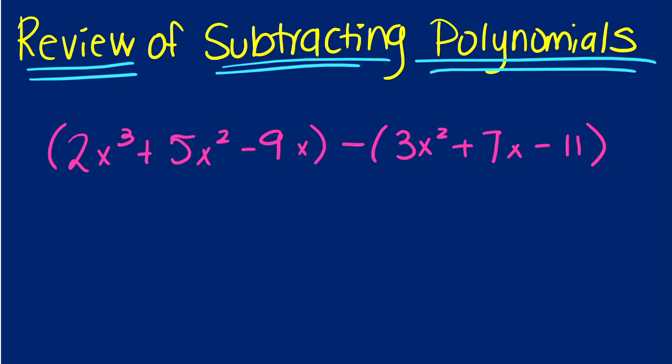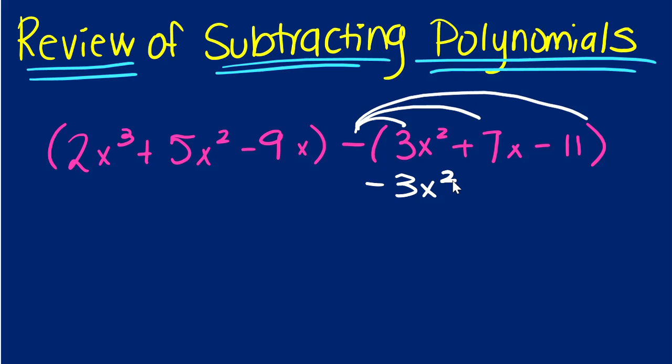And what's the first thing that we need to do in a subtraction question? Right, so the first thing that we're going to do on a subtraction question is we're going to distribute that negative sign, that minus sign, to everything in the parentheses that it follows. So we have minus 3x squared. And then the negative times 7x is going to be minus 7x. And the negative times a negative 11, a negative times a negative is a positive, so we get a positive 11.